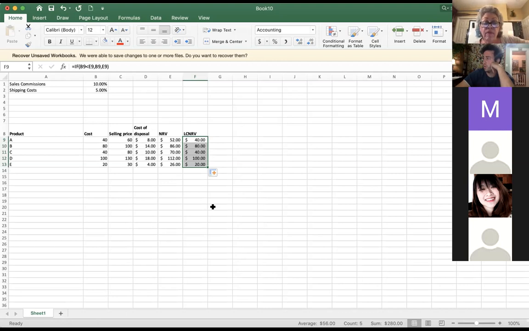Now on this one, we don't have quantity, so we can't calculate what would be reported on the balance sheet, but you know how to calculate NRV. We know it's selling price minus cost of disposal, but I wanted you to see how to efficiently use Excel. Is everybody cool on this one? Yes. All right.